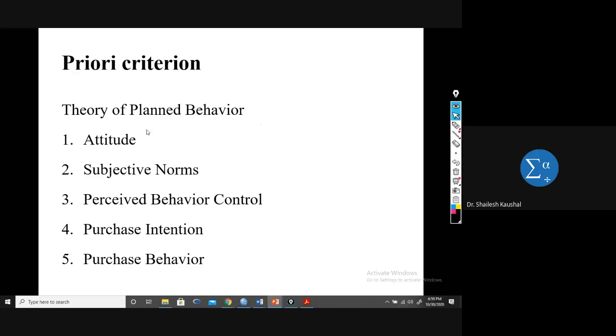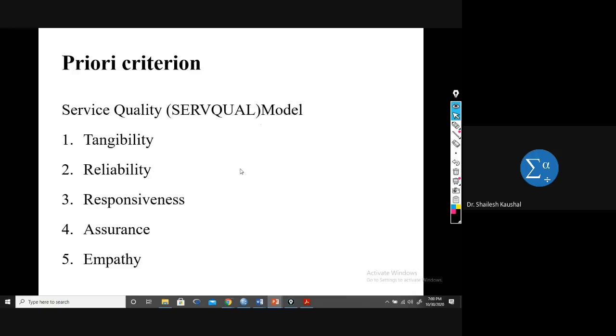A priori criteria means, for example, theory of planned behavior. In this theory of planned behavior, the main components are attitude, subjective norms, perceived behavioral control, purchase intention, and purchase behavior. So if we want to apply exploratory factor analysis to explain buying behavior, we can say that this theory is explained by 5 factors, so we are taking 5.